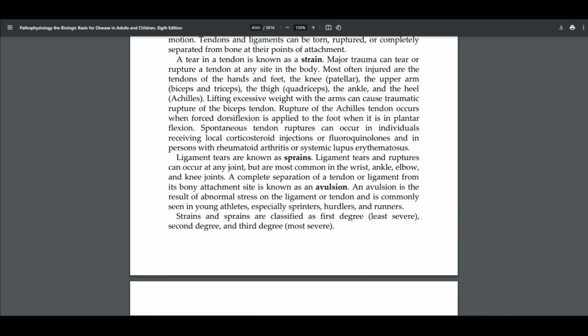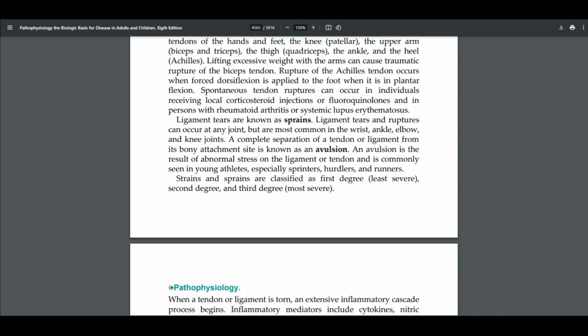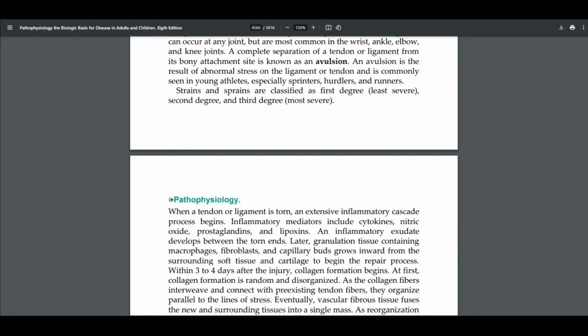A complete separation of a tendon or ligament from its bony attachment site is known as an avulsion. An avulsion is the result of abnormal stress on the ligament or tendon and is commonly seen in young athletes, especially sprinters, hurdlers, and runners. Strains and sprains are classified as first degree, the least severe, second degree, and third degree, the most severe.